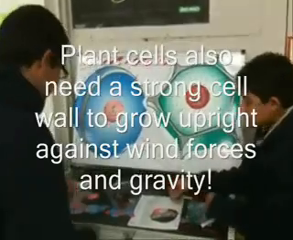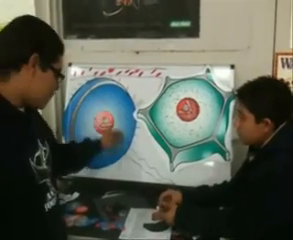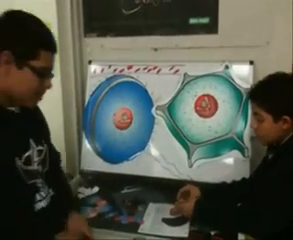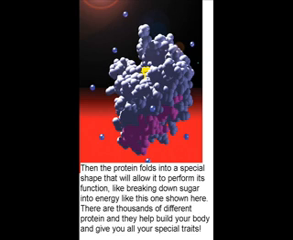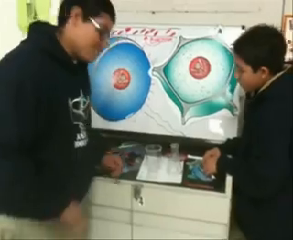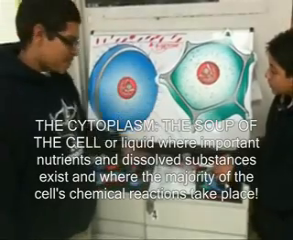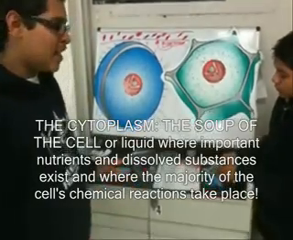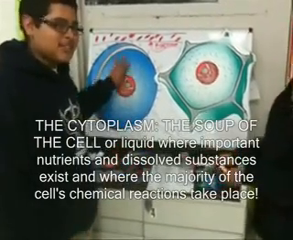Next, we have ribosomes. Ribosomes are these little black dots around the whole cell, and they build proteins with amino acids. Talk about the cytoplasm. Cytoplasm is like a liquid that's all around inside the cells, which carries a lot of chemicals in it, like fats and water and all that stuff that cells need.